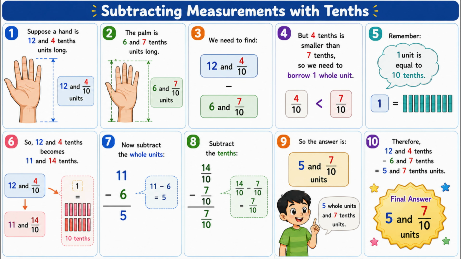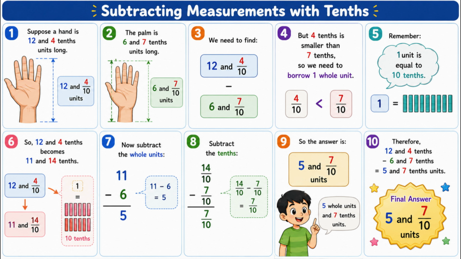Subtracting measurements with tenths. Now let us subtract. Suppose a hand is 12 and 4/10 units long. The palm is 6 and 7/10 units long. We need to find 12 and 4/10 minus 6 and 7/10.